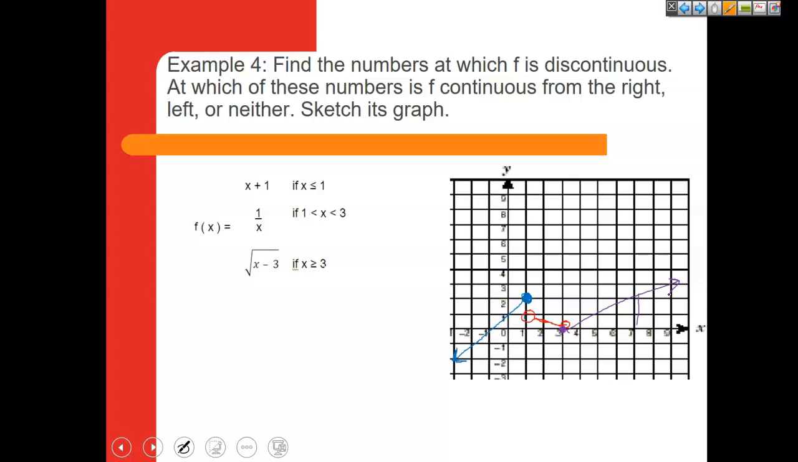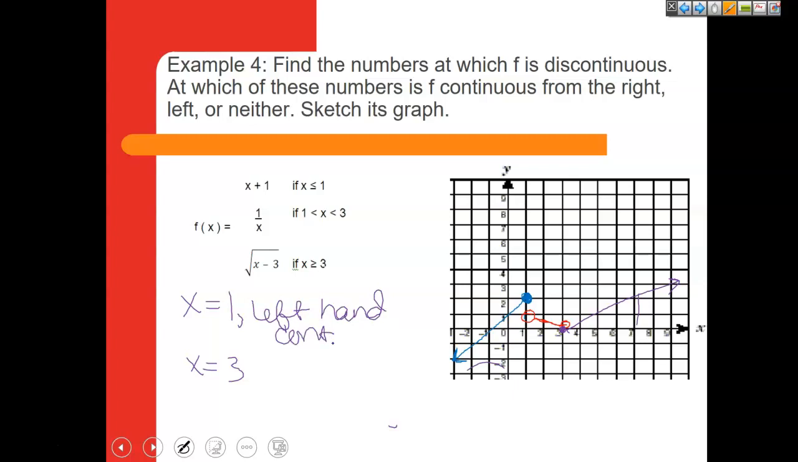Okay. Find the numbers at which f is discontinuous. Where is it discontinuous? Okay, so my points of concern are x equals 1, x equals 3. At which of these numbers is it continuous from the right, the left, or neither? So is it at 1? Are we continuous from the left or continuous from the right? Where's the closed circle at 1? The left. So at x equals 1, this is left continuous.